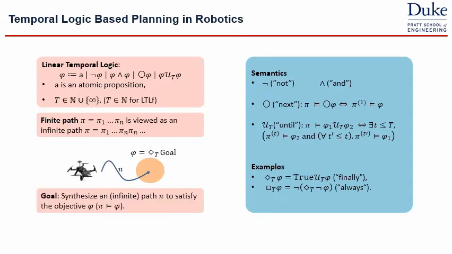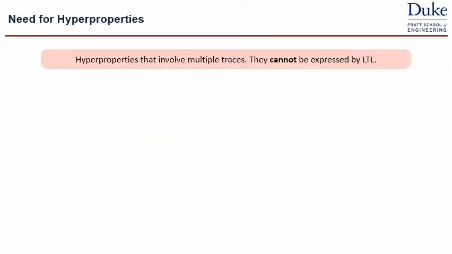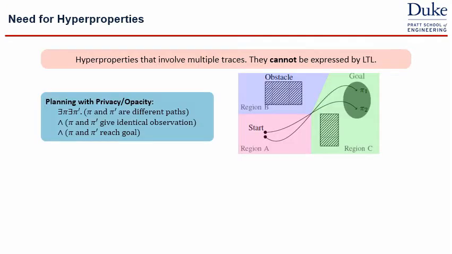Having expressed the planning objective in LTL, basically the planning problem is to find a path pi such that the LTL formula phi holds on that path pi. So our main problem with linear temporal logic is that it cannot express hyperproperties. A hyperproperty is basically a planning objective that implicitly or explicitly involves multiple paths. Such properties cannot be expressed by linear temporal logic.